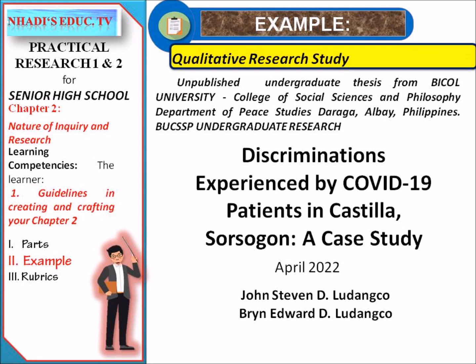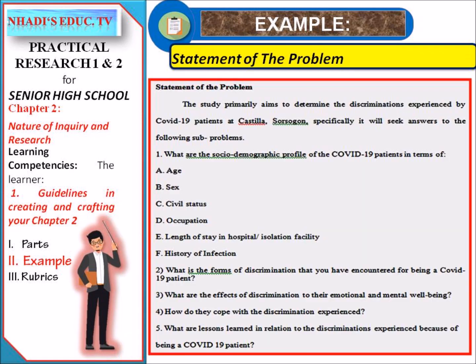BUCSSP Undergraduate Research. The title: Discrimination Experienced by COVID-19 Patients in Castilla, Sorsogon. This is a case study submitted April 2022 by John Stephen D. Ludanco and Brian Edward D. Ludanco. Under the example from Chapter 1, we move now to the statement of the problem.